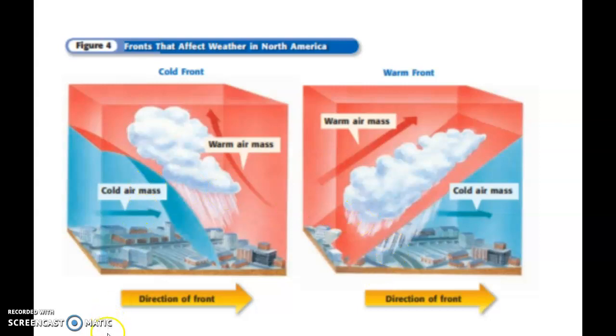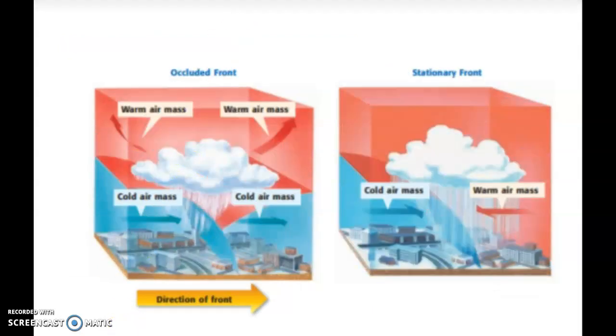Now, let's move forward and learn about the other two types of fronts. They are the occluded front and the stationary front. Again, we have pictures over here. Now, the stationary front has its name because it's stationary, as in it's almost in place. But on the other hand, the occluded front is a little more complicated. Let's look at them one by one.